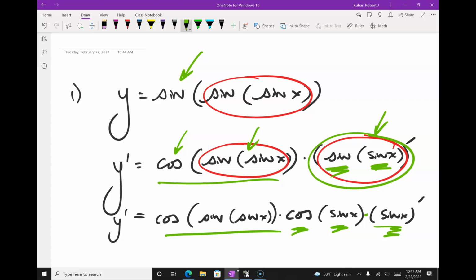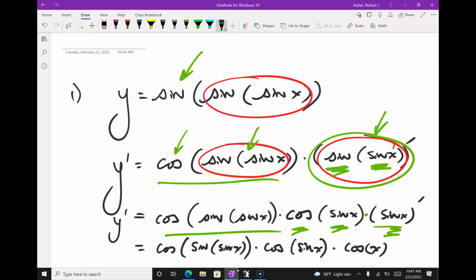What is the derivative of sine of x? Cos of x. So I'm finally there. Cos of the sine of x times the cos of the sine of x times the cos of x. So they're kind of fun when they're nested, but I don't ask these. You might see one on my earliest chapter 3 test, but I stopped doing them. Not that important.